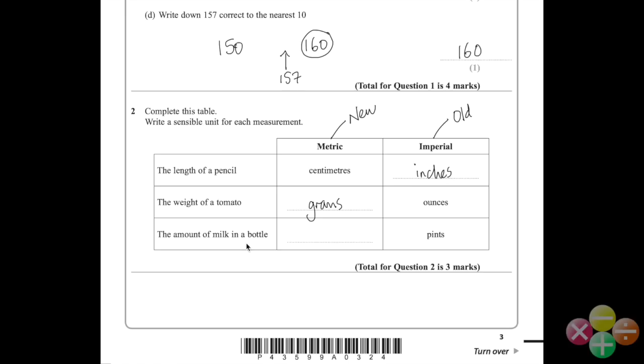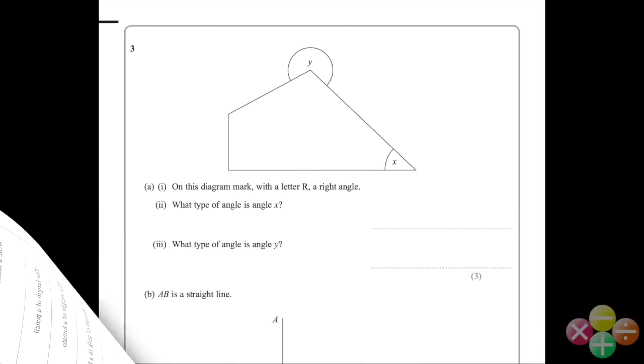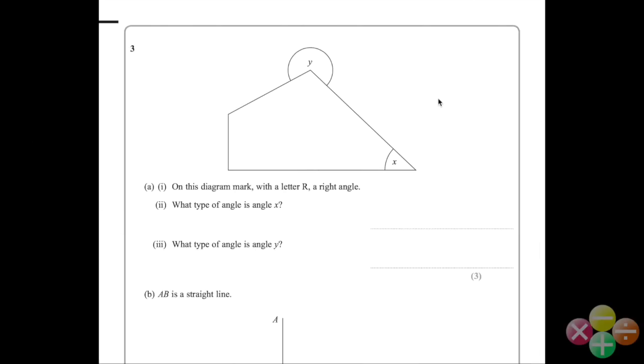The amount of milk in a bottle. Well, it used to be measured in pints. But nowadays, we would measure it in litres. Question 3. Now this question is all about angles. So before we start, I'm just going to run through the different types.